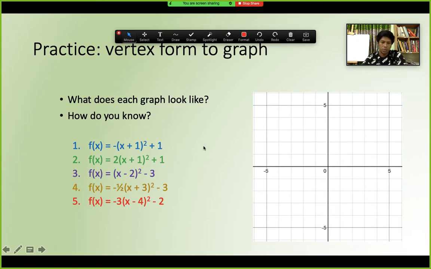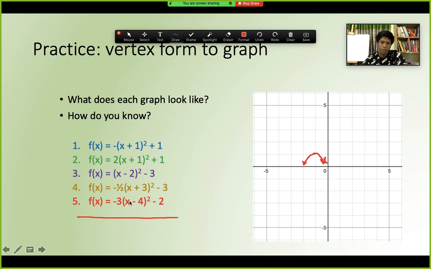Now more questions here. How will the graph look like? So it is plus 1, then 1. That means the graph will go 1 unit up, 1 unit to the negative side. Then the graph will be negative. So this graph will be something like this. Something like this. It will go here and go here. Then suppose this last one, minus 3 times x minus 4 whole square, then minus 2.